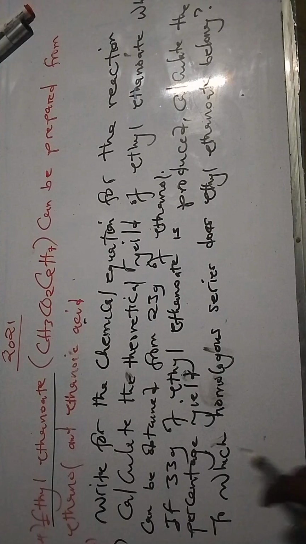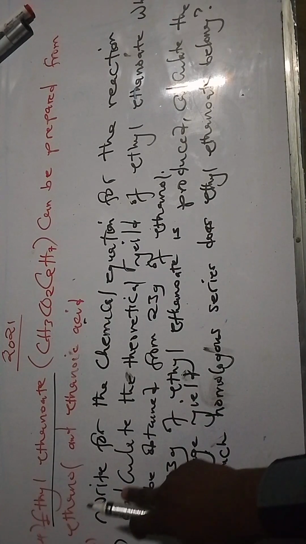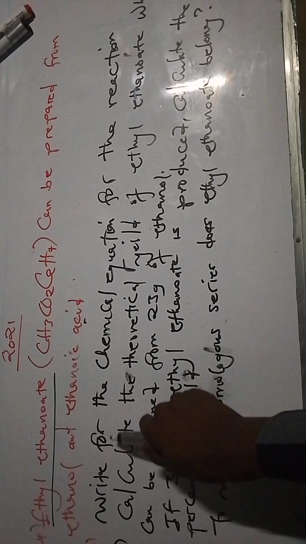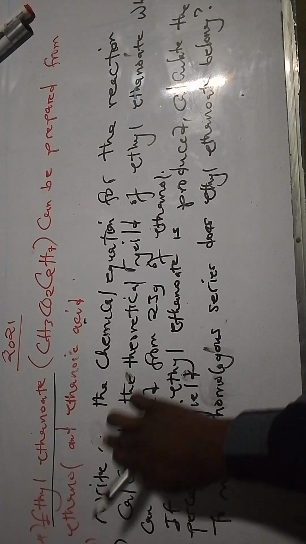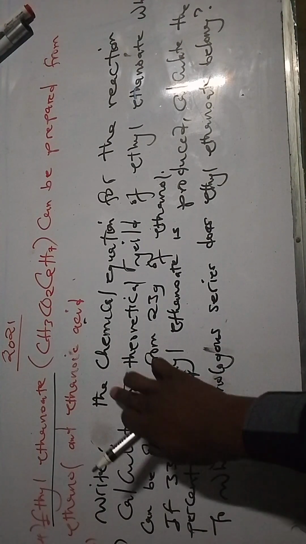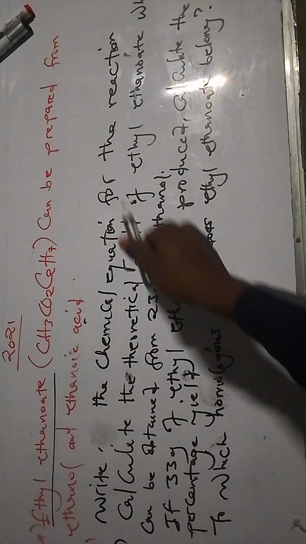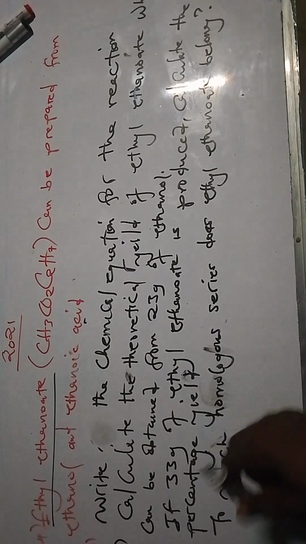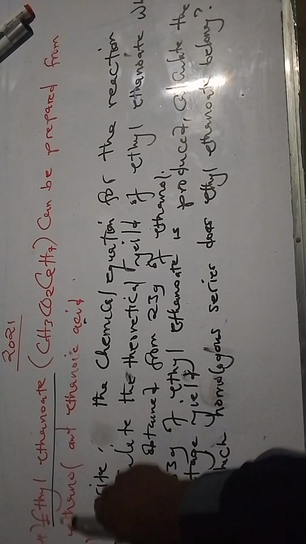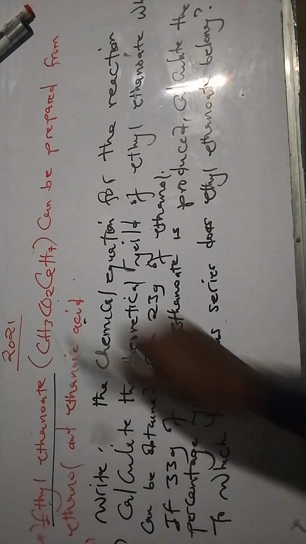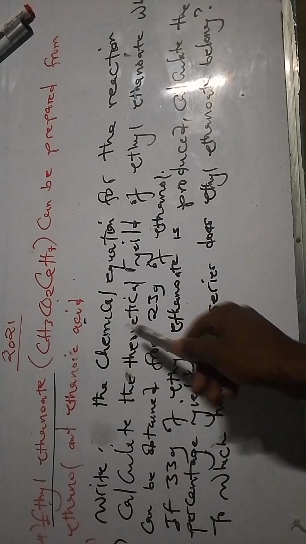All right, so now they are saying write the chemical equation for the reaction. Write the chemical equation for the reaction. It means that you need to present the chemical equation for this reaction, how they came up with this. Then number 2, calculate the theoretical yield.